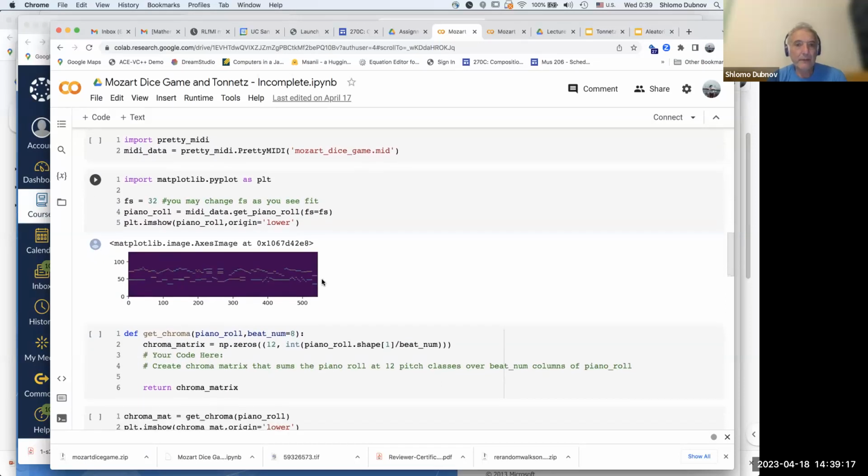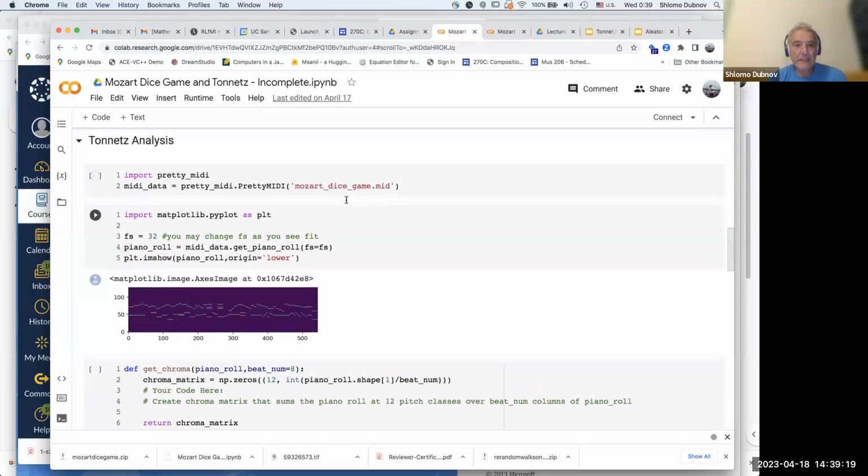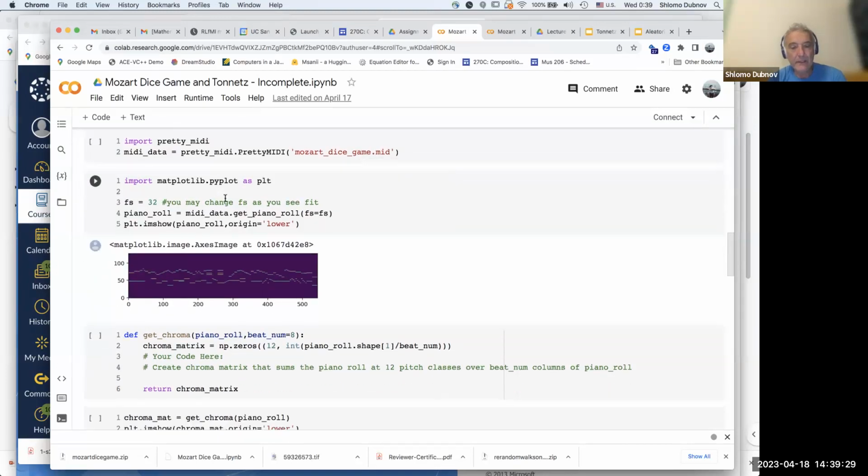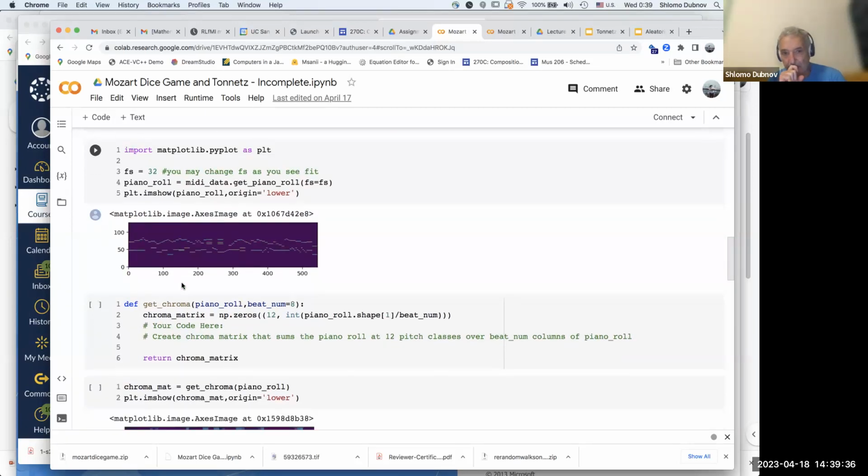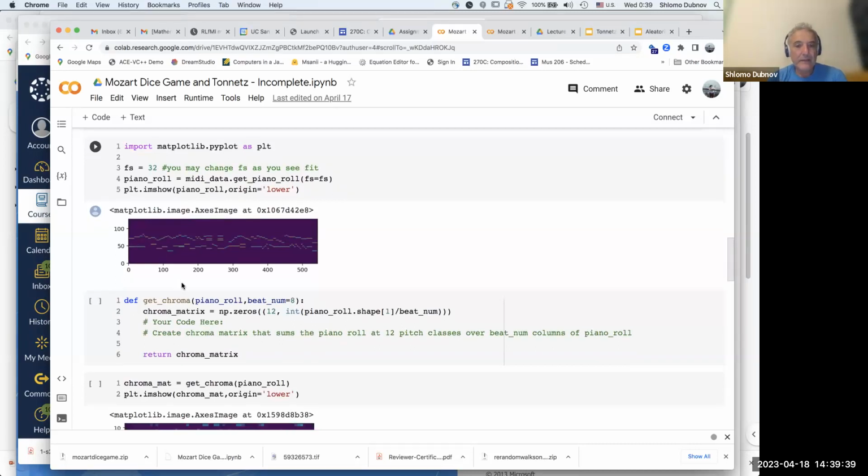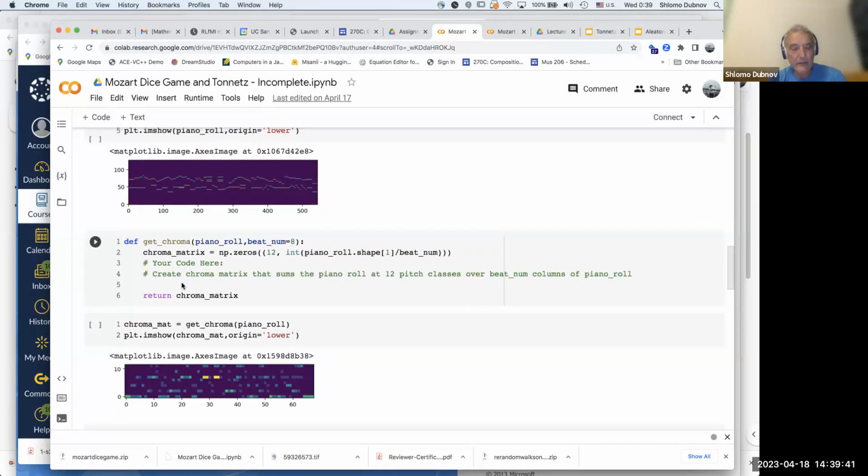So let's talk about piano roll. In the second part of the assignment, we do the Tonnetz analysis, where we open that Mozart dice game piece with Pretty MIDI. And you did that also in the previous homework. We displayed this as a piano roll. Your assignment here is eventually to create a Tonnetz matrix. To get the Tonnetz representation, we first go through the chroma matrix.